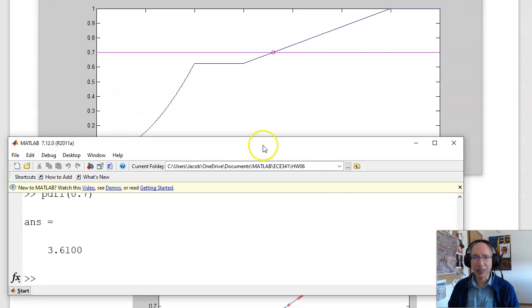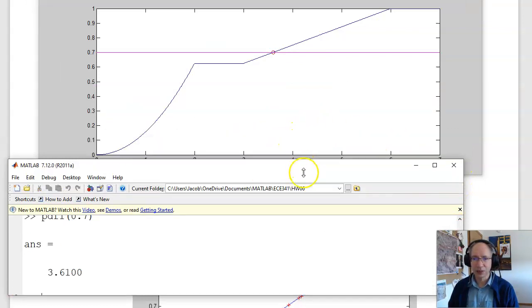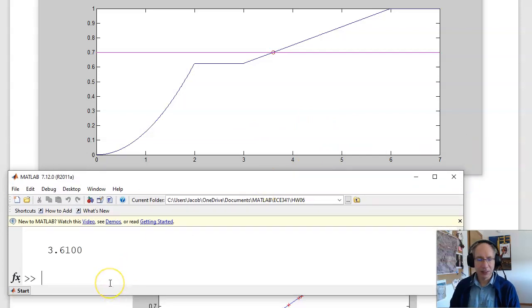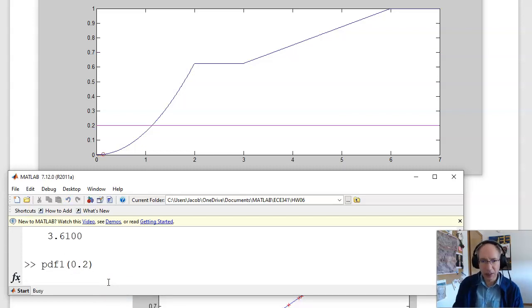In MATLAB then, let's pull this down so you can see. If I say, what is PDF1 0.2? I'll start at 0 and sweep right until the CDF is bigger than 0.2. And I'm stepping 0.1 every time. As soon as I get there, there's the answer. X is 1.14. Let's try 0.4.